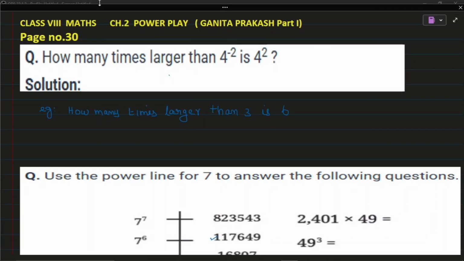Hello students, today we will discuss chapter 2, Power Play, page number 30. In that first question: how many times larger than 4 raised to minus 2 is 4 squared?